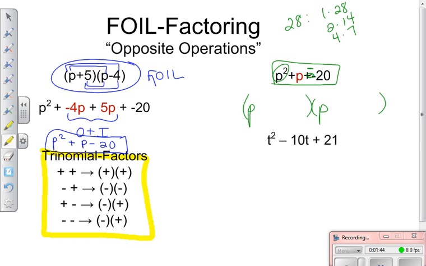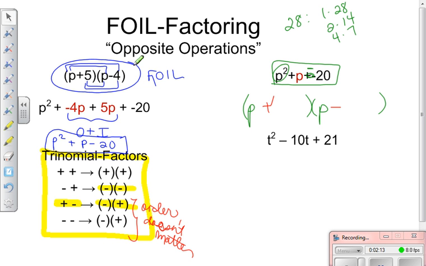that if you have in your trinomial plus plus, your factors are both plus. If you have minus plus in your trinomial, your factors are minus minus. Plus minus, where we are right now, gives me one of each, and the order doesn't matter. Minus minus, one of each, and the order doesn't matter in the factor. So that means I have one of each.